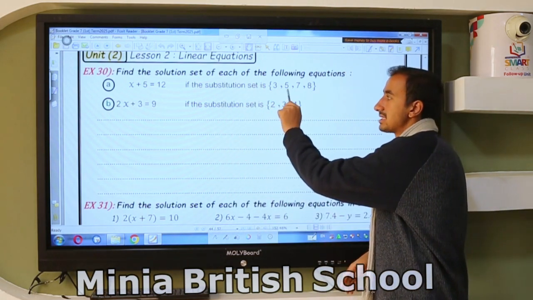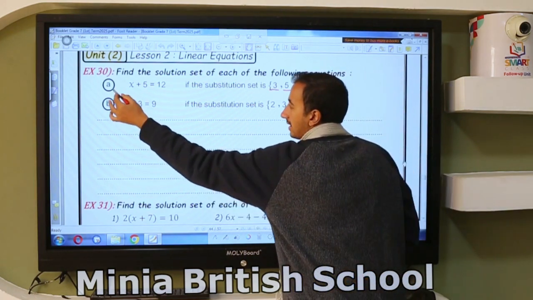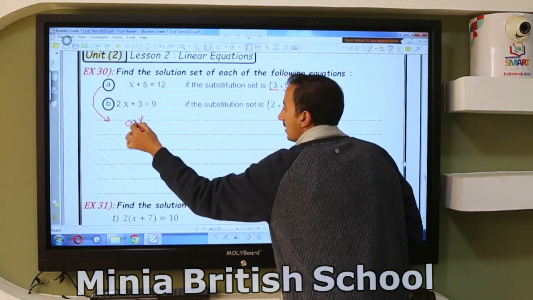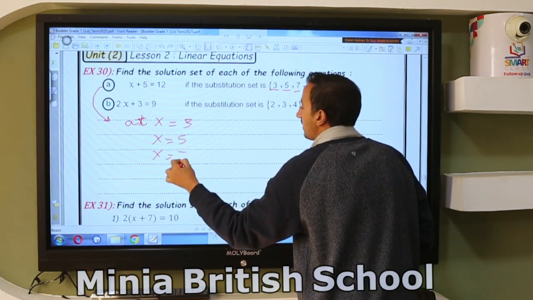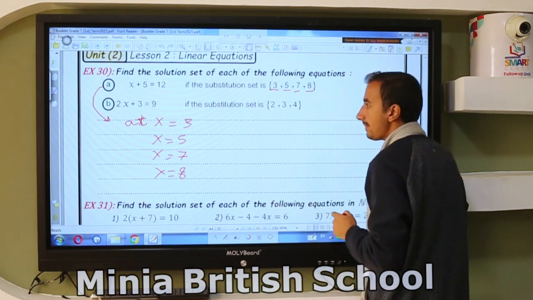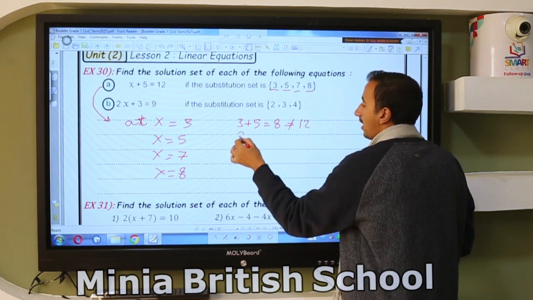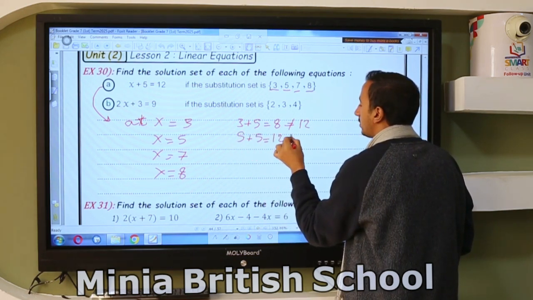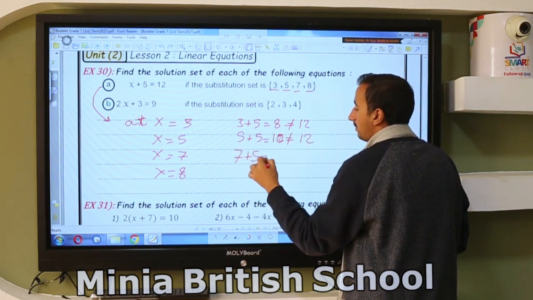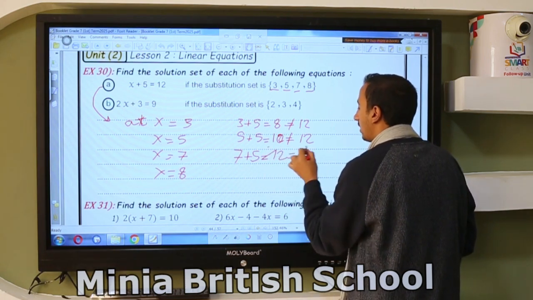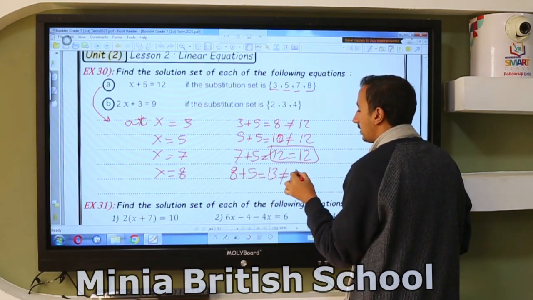Here is the substitution set: 3, 5, 7, 8. This is a given set to make the answer. Write the answer here, letter A. x equals 3, x equals 5, x equals 7, x equals 8. 3 plus 5 will be 8, not equal to 12. 5 plus 5 is 10, not equal to 12. 7 plus 5 will be 12, it's equal to 12. 8 plus 5 will be 13, not equal to 12.